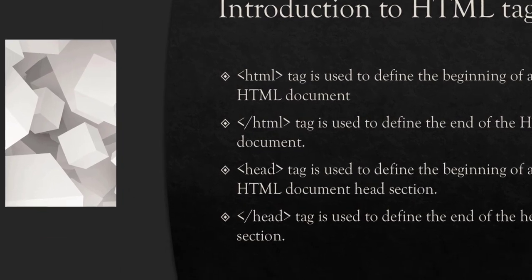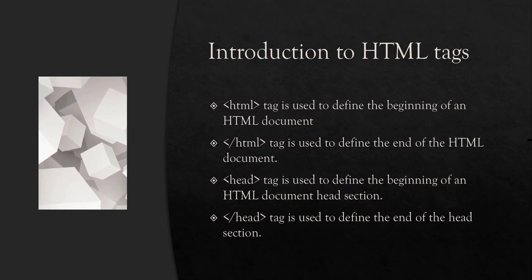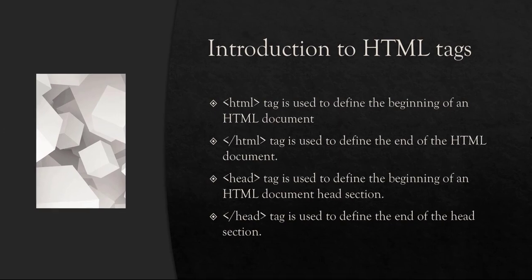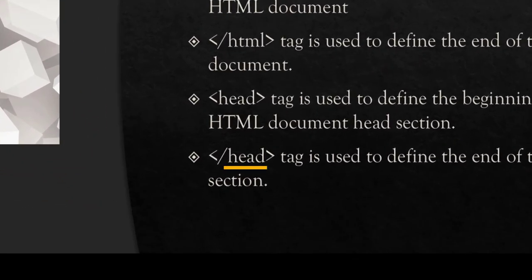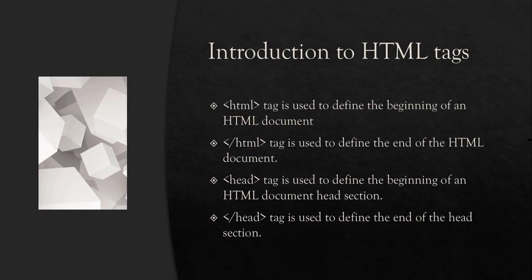In the same way, head tag with angled bracket is used to define the beginning of an HTML document head section, and head tag with angled bracket and / in between is used to define the end of the head section. I will explain later in some other course about the HTML document sections such as head, title, and body when we will see what is boilerplate.